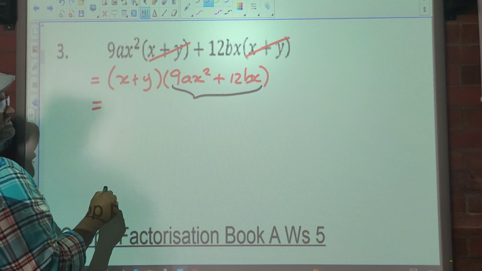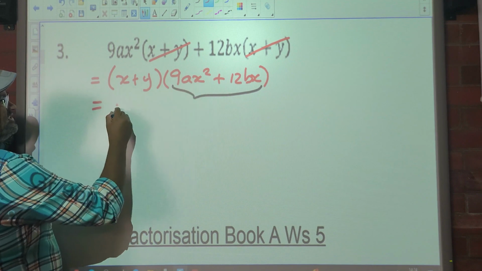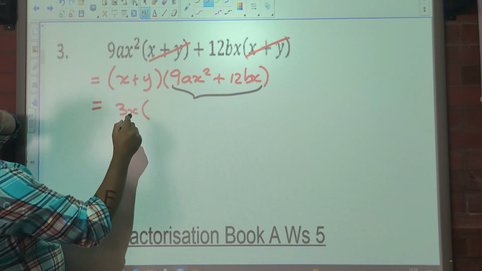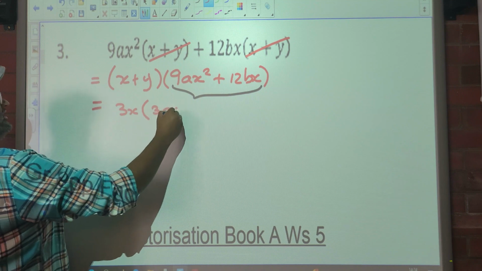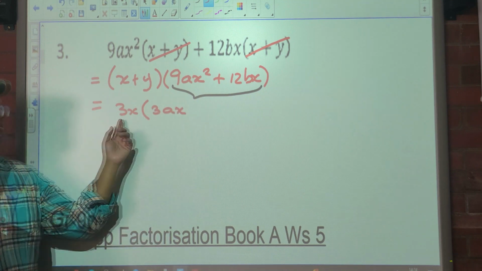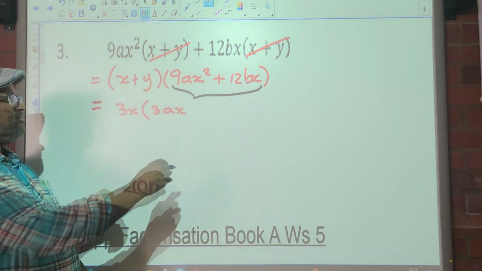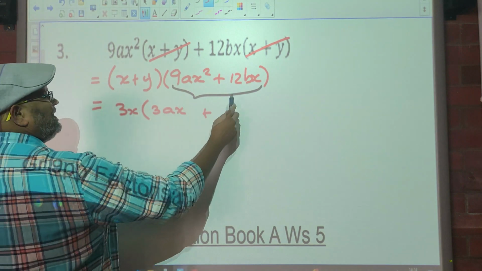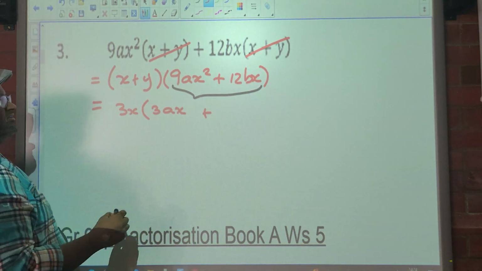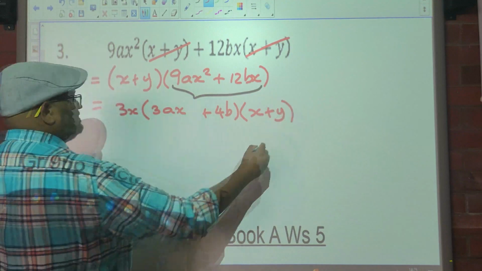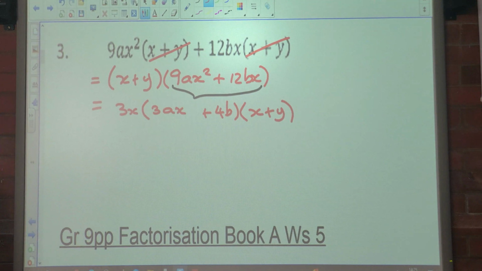3x. So 9ax squared divided by 3x is what? 3ax. You all agree with that? You can check. 3x times 3ax is going to be 9ax squared. Plus 3x multiplied by 4b is going to be 12bx. And we must write x plus y as well. Okay. Any confusion? No?